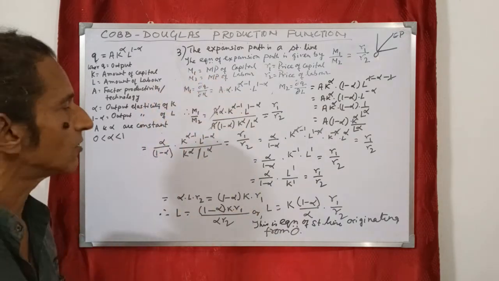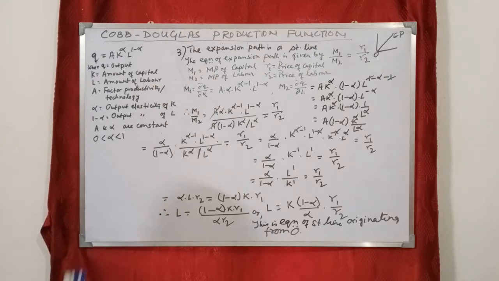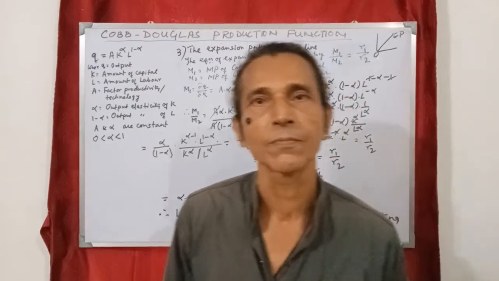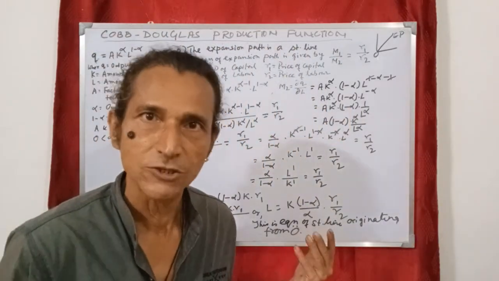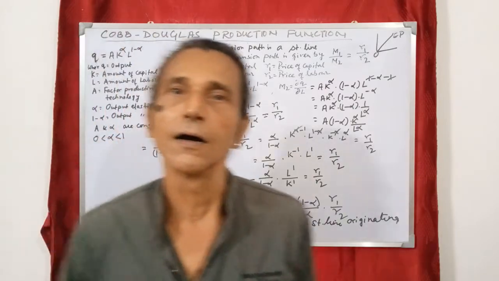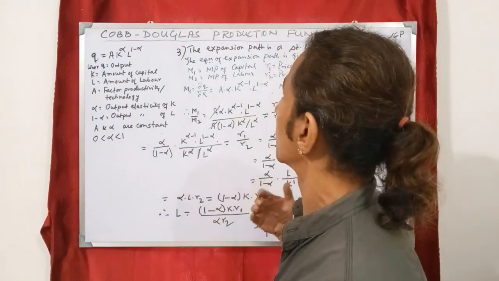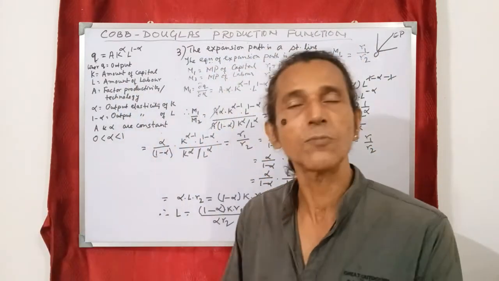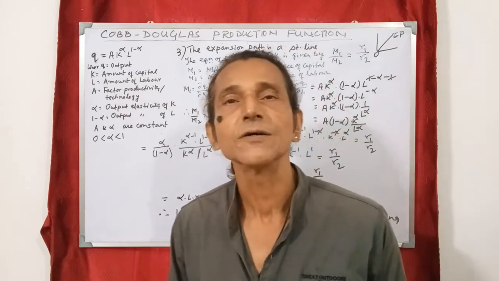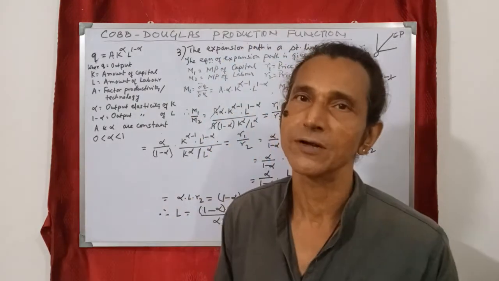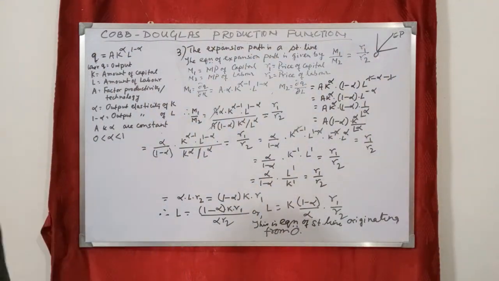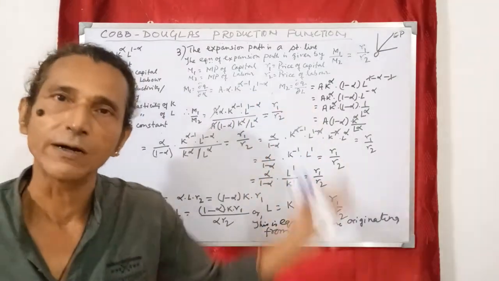I have explained all the three characteristics of Cobb-Douglas production function. This is very important and very interesting topic of macroeconomics. I think it is well understood by you. In another video, I shall discuss what are the assumptions of Cobb-Douglas production function and what are the drawbacks of Cobb-Douglas production function. Right?